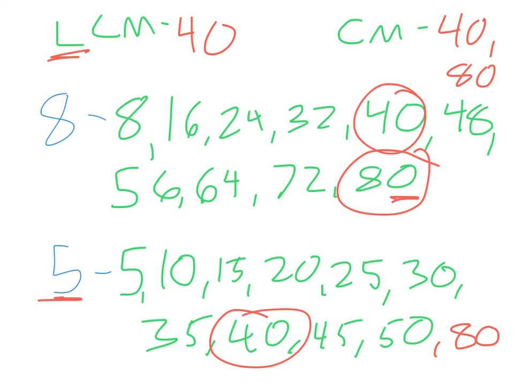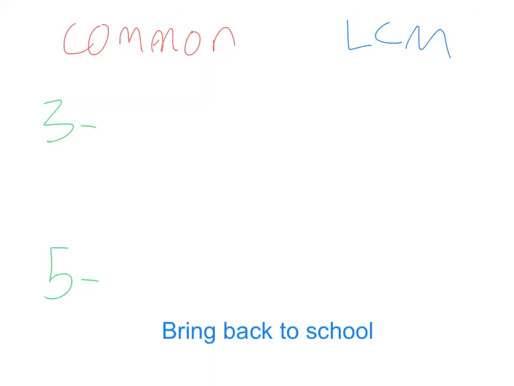Which brings us to our bring back to school problem. I've given you a 3 and a 5, for which I want the common multiples and the least common multiple. I actually want you to take both of these numbers out to times 12, just to practice our multiplication facts. Extend it all the way out to 12, and then circle both your common multiples and your least common multiple. You should have one least common multiple, and more than one common multiple, because there are a couple numbers that they have in common.